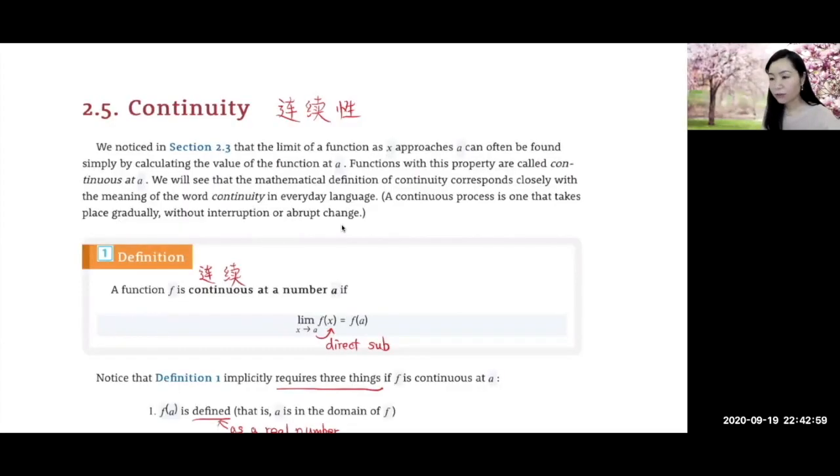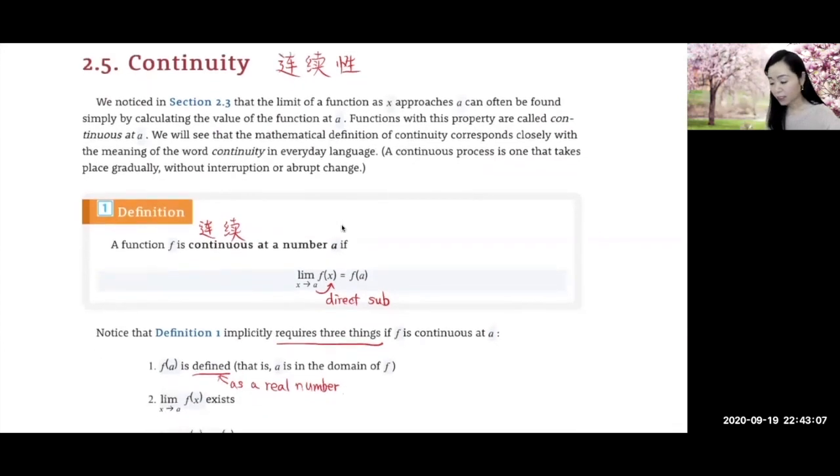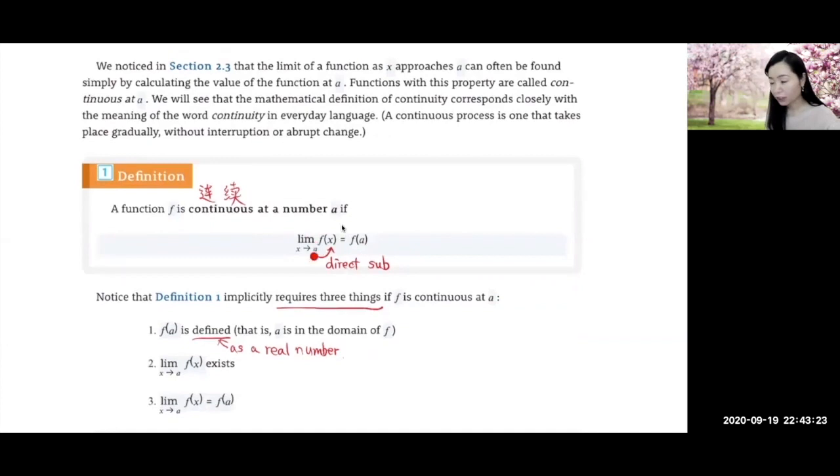Class, today we're going to talk about continuity, which corresponds to section 2.5 of your textbook. So 2.5, continuity. Well, how is it defined? The definition for continuity is: a function is continuous at a number a if the limit of this function as x approaches a is equal to f of a, which means you can do a direct substitution of this a into this x right here to find this limit. So that's just equal to f of a.